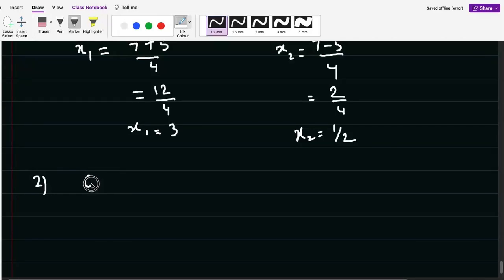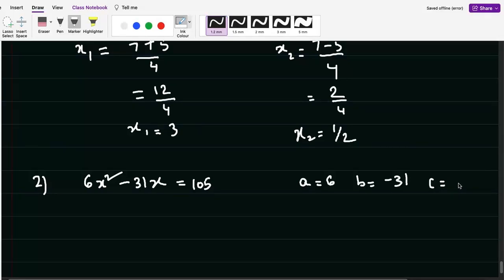6x square minus 31x equals 105. First find out what are your a, b, c. a is 6, b is negative 31 and c is 105. No, c is negative 105 because it should be on the left hand side.